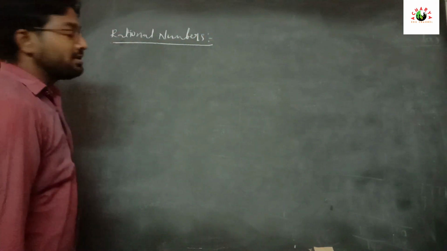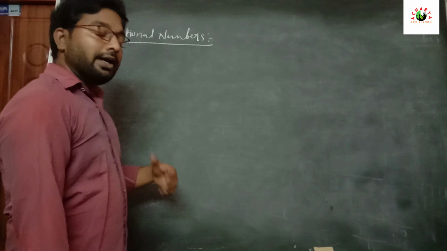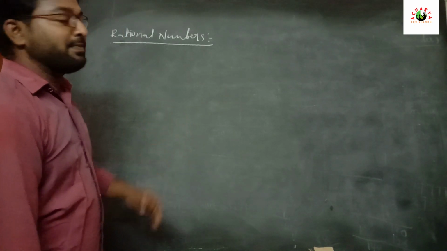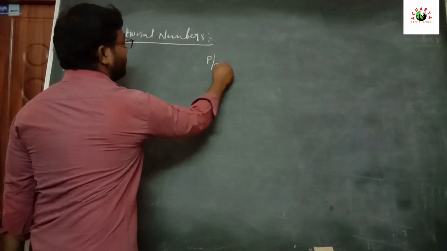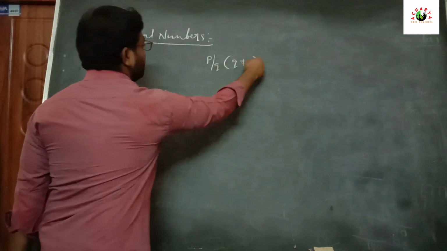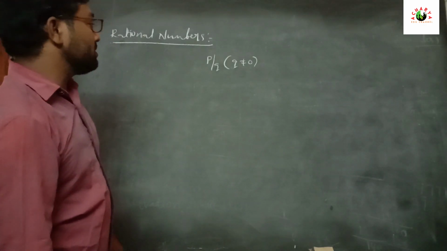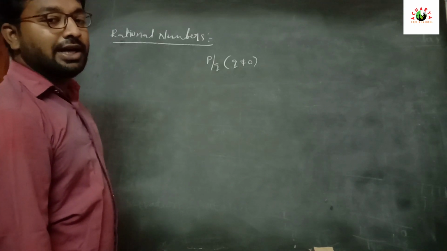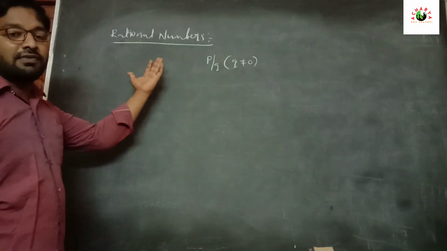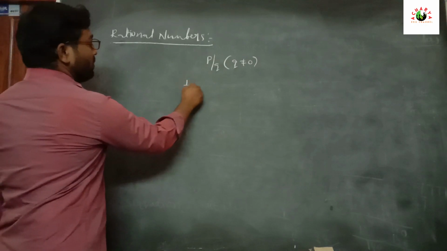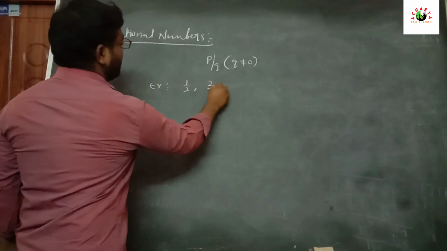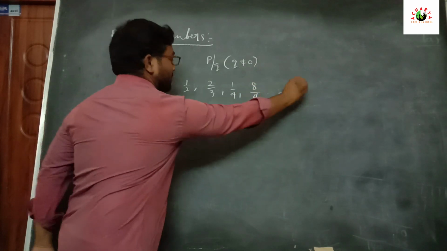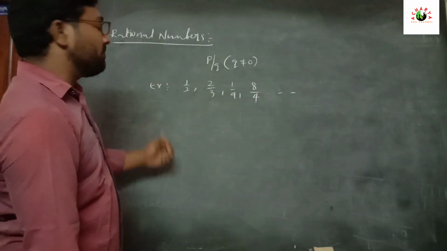What is a rational number? A number which is expressed in the form of p by q, where q does not equal 0, we can call it a rational number. What are examples of rational numbers? 1 by 2, 2 by 3, 1 by 4, 8 by 4, etc. These are all examples of rational numbers.